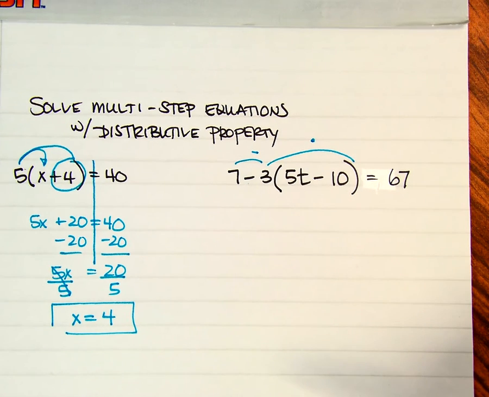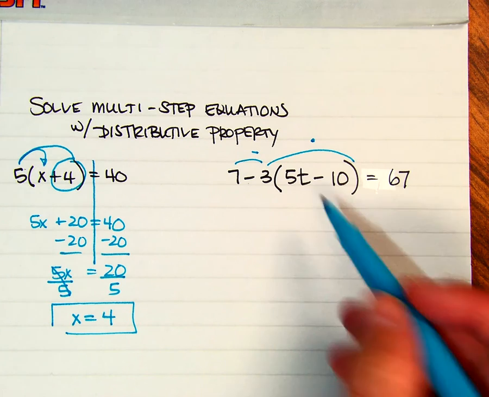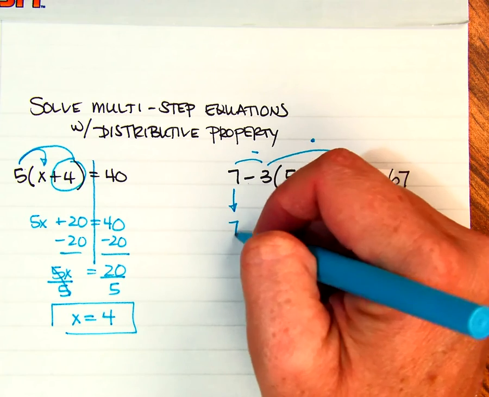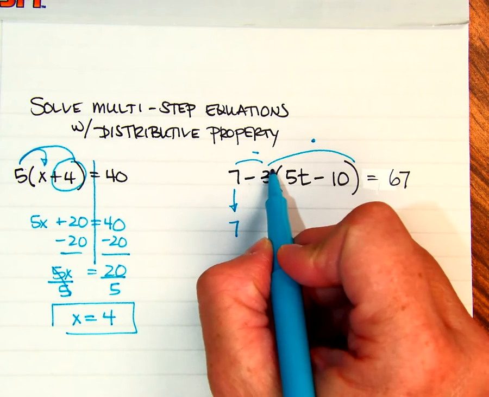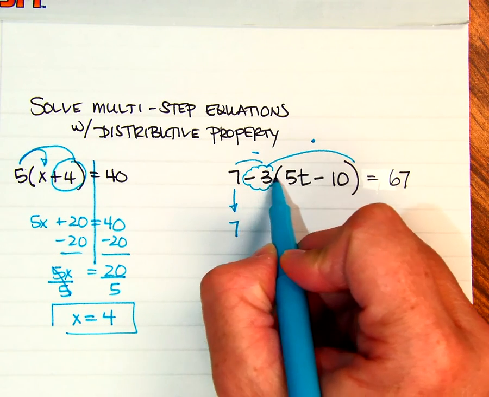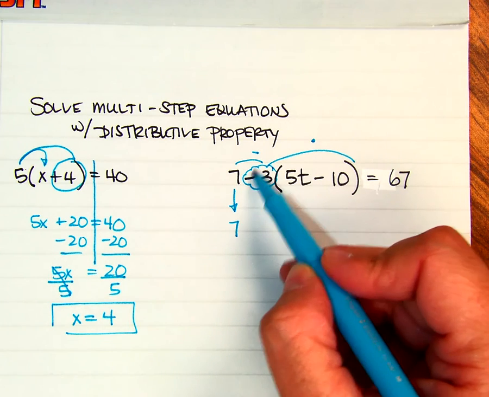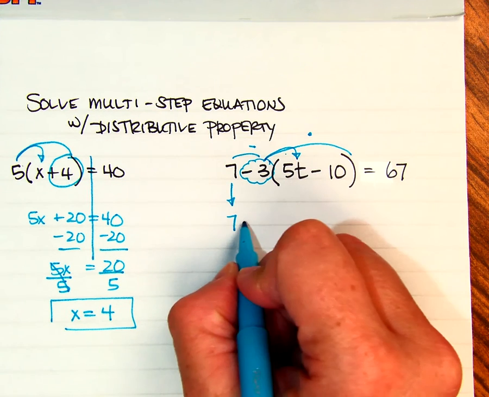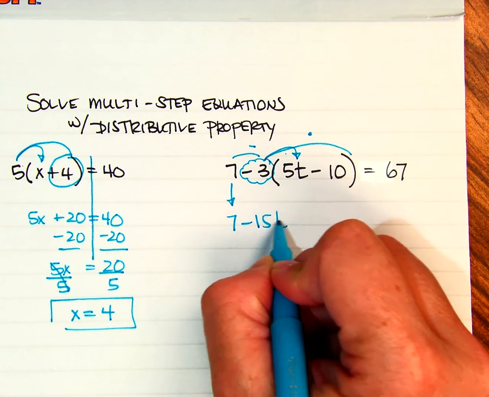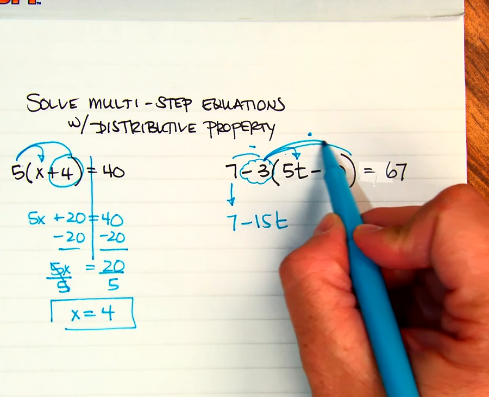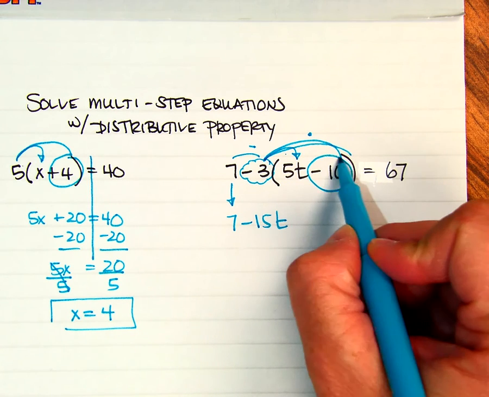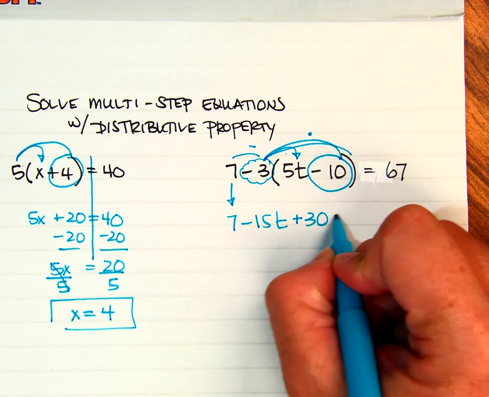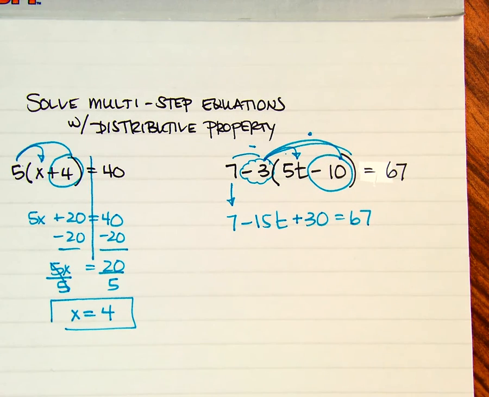So what comes first in the order of operations? Multiplying does. So that means I'm just going to bring my 7 down, and I'm going to multiply then, or distribute, my negative 3. Don't forget to take that negative with. So negative 3 times 5t gives me negative 15t. Negative 3 times a negative 10. Negative times a negative gives me a positive 30 equals 67.